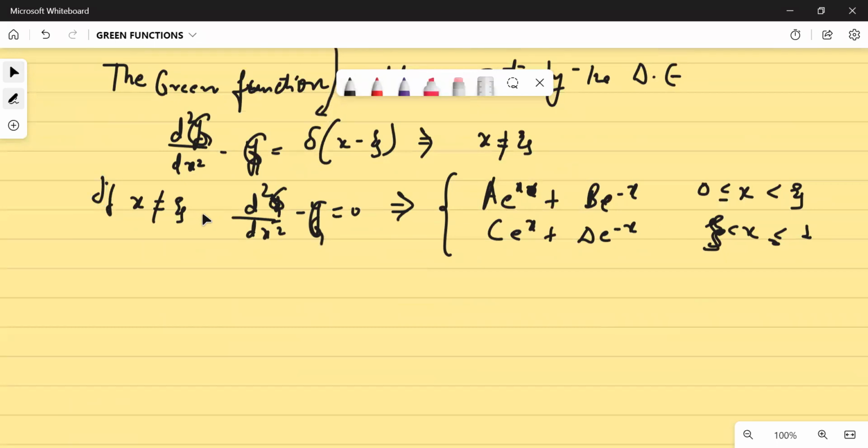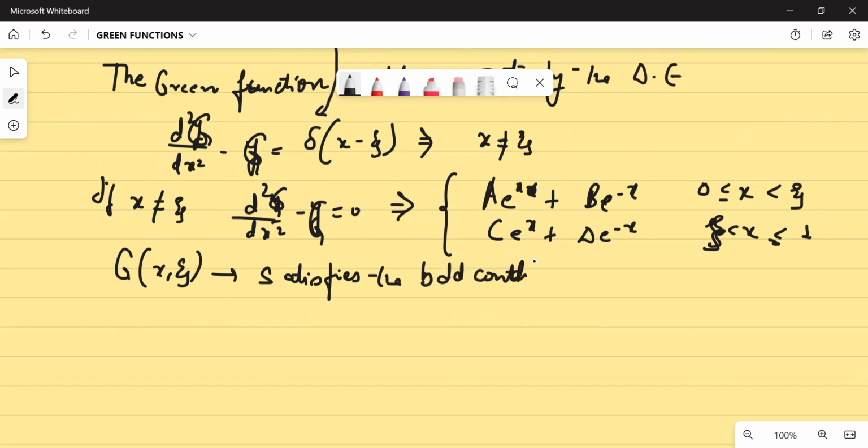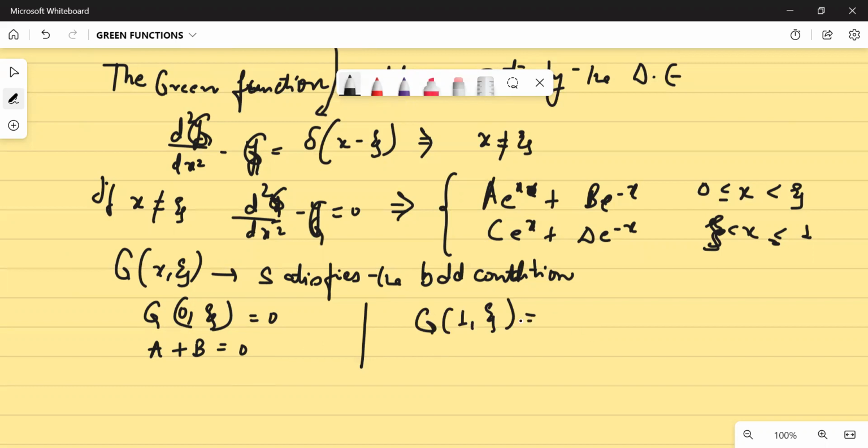Okay. So look, x not equal to zeta, we have written the solution. Now we know that my g x comma zeta would satisfy the boundary conditions. And the boundary conditions are given by y0 equal to 0. So that implies g 0 zeta equal to 0, and g0 zeta would be equal to a plus b equal to 0. This is my first condition. And the second condition would be g1 comma zeta equal to 0, because the second condition is y1 equal to 0. That will give me c plus d equal to 0. Is that clear?